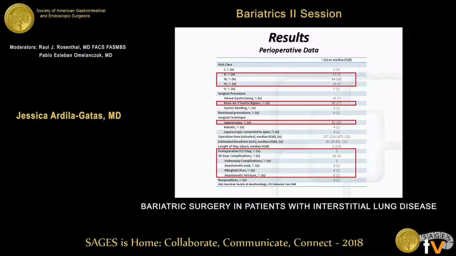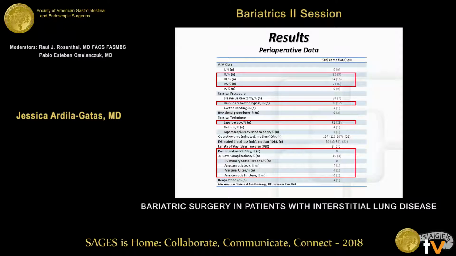Most of our patients, as we could have predicted, were ASA class 3, but ranged between class 2 and 4. Most of them had a gastric bypass, 68%, which again had to do with the fact that most of them also had a preoperative diagnosis of GERD, and because of their lung function, we wanted to decrease the incidence of reflux. 28% underwent sleeve gastrectomy, and only one patient had a gastric band.